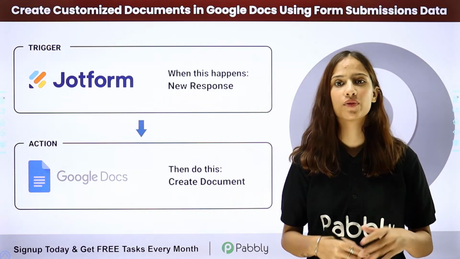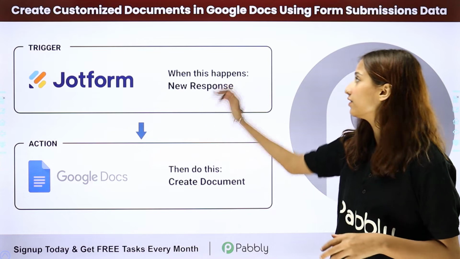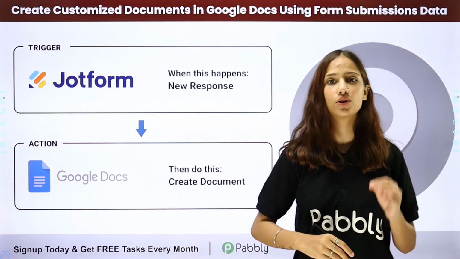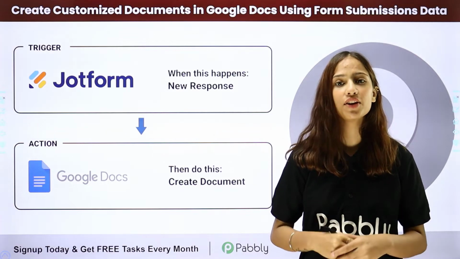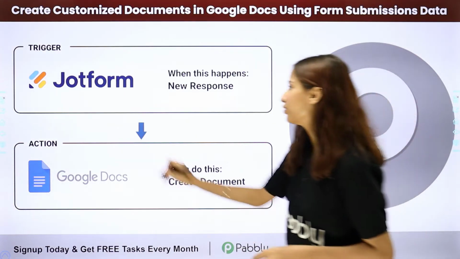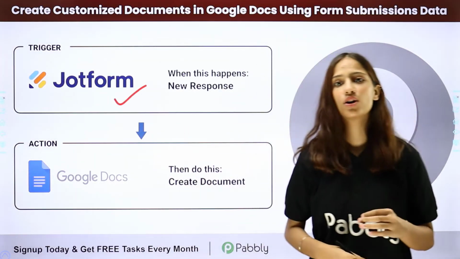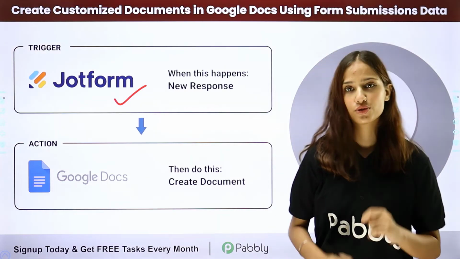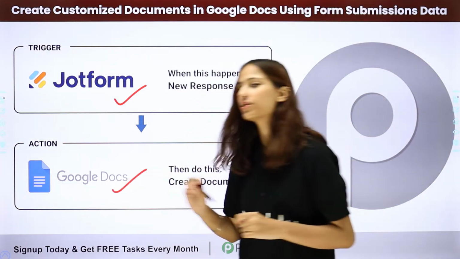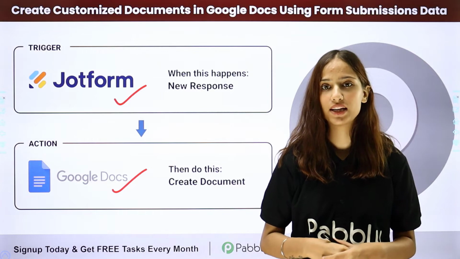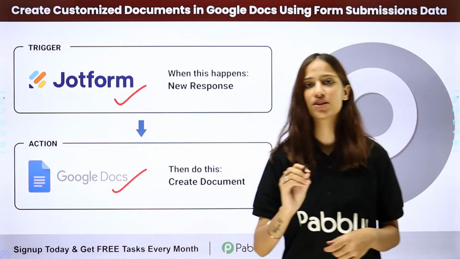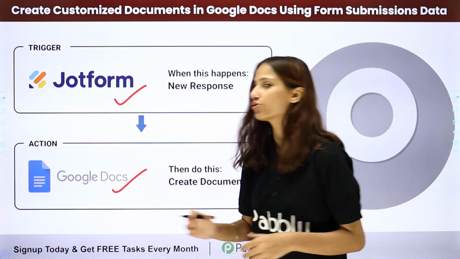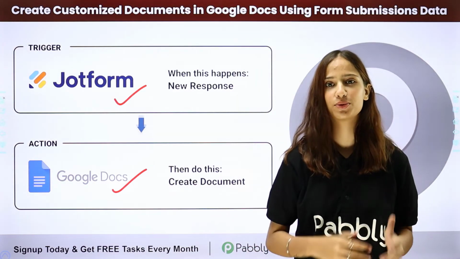So in today's video we will learn how you can create customized documents in Google Docs using form submissions data. For example, whenever you receive a new response in your Jotform account, you want a Google Doc to be created automatically. To perform this integration, we will be using Pabbly Connect, where our trigger application will be Jotform and our action application will be Google Docs. So to perform this integration, follow me through the screen.